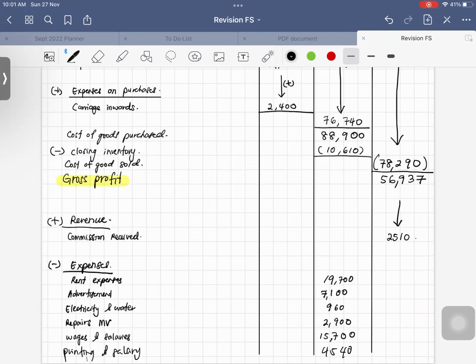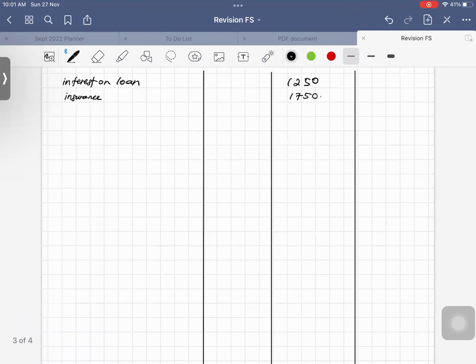RM19,700 tambah 7,100 tambah 960 tambah 2,900 tambah 15,700 tambah 4,540 tambah 1,250. Okay, betul. 53,900. So the total should be put at the end of the column. Sebab kita dah tak ada buat apa-apa dah dengan total ni. Dah tak ada tambah apa-apa dah. Macam tu. So tadi kita kena minus expenses. This is the total of the expenses.